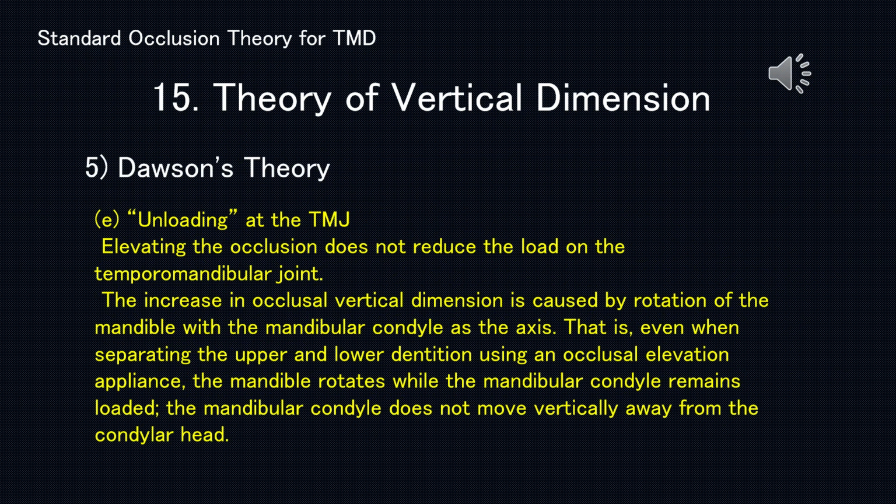E. Unloading at the TMJ. Elevating the occlusion does not reduce the load on the temporomandibular joint. The increase in occlusal vertical dimension is caused by rotation of the mandible with the mandibular condyle as the axis. That is, even when separating the upper and lower dentition using an occlusal elevation appliance, the mandible rotates while the mandibular condyle remains loaded. The mandibular condyle does not move vertically away from the condylar head.